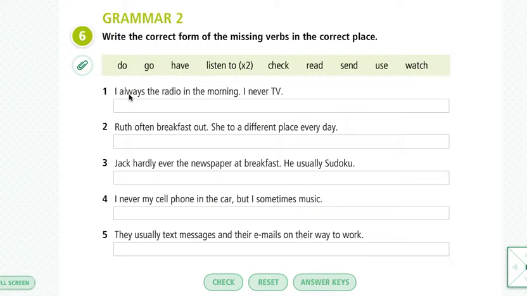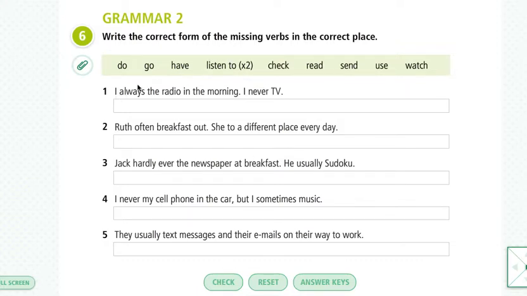If the original sentence is, I always watch the radio in the morning, okay? Here, this is not complete because you need a verb. These are the verbs. So, which is the best option to complete this sentence? I always the radio. What is it? I don't know. Okay, maybe listen to. Here we can see that we are going to use this twice, two times. So, listen to the radio.